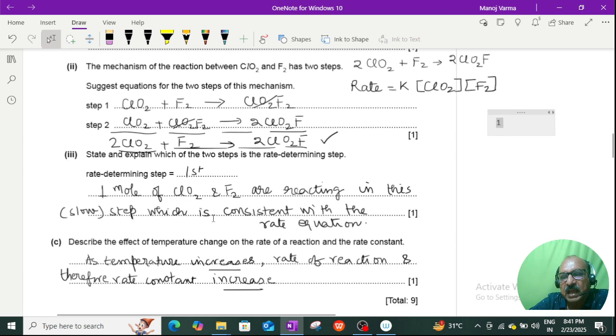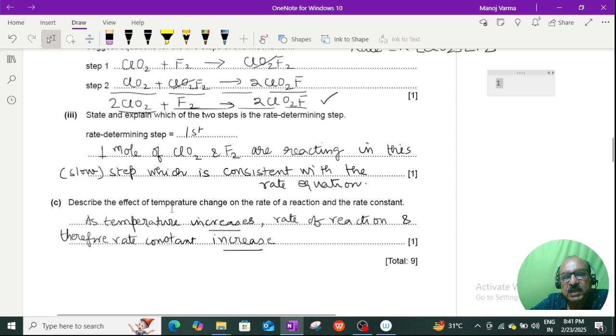Hope you understood this. And the last part of this question is, describe the effect of temperature change on the rate of a reaction and the rate constant. As you are aware that whenever we increase the temperature, the rate of the reaction increases, and the rate constant in fact is a direct measurement of the rate of a reaction. So if the rate of the reaction is increased, it automatically means that the rate constant has also been increased. So both the rate of the reaction and rate constant will increase as the temperature increases.